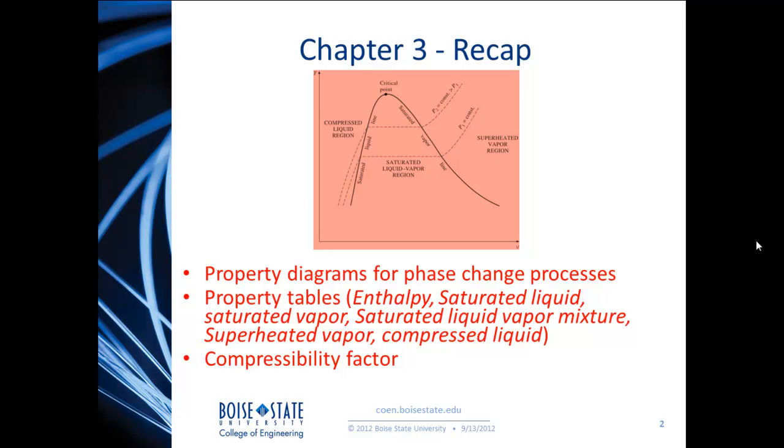So in Chapter 3, the major things we covered are the property diagrams for phase change processes. For example, here I show a TV diagram, and depending on a particular temperature or a pressure or a combination of these values, we can say whether our fluid is in the compressed liquid region, or in the saturated region, or in the superheated region. And also understanding of this process will then help us for any additional properties we want to find using the property tables.